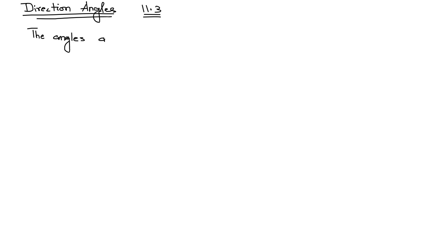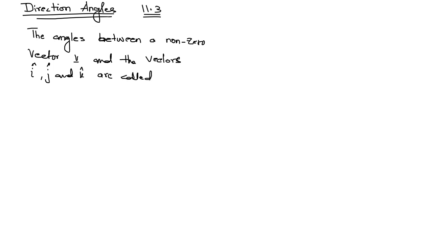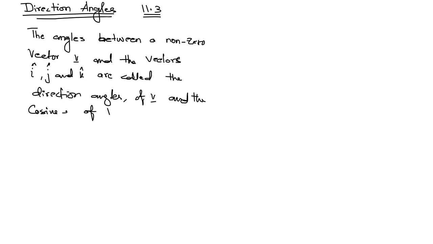Okay, so the angles, for example, angles between a non-zero vector v and the vectors, for example, i, j and k, are called the direction angles of v, and the cosines of these angles are called direction cosines.